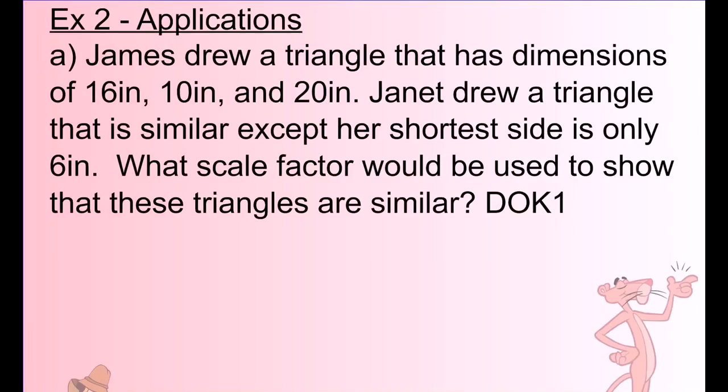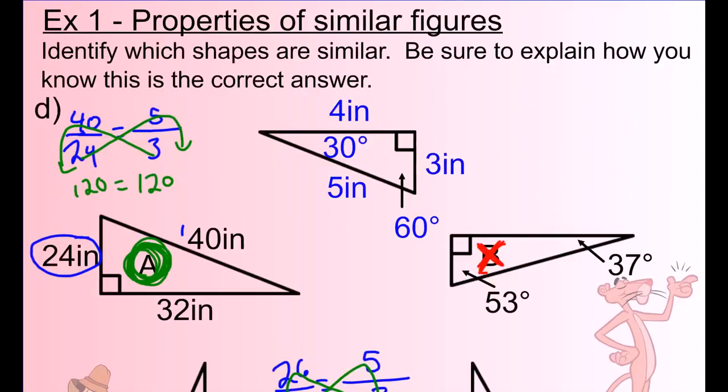So example 2A says James drew a triangle that has dimensions 16 inches, 10 inches, and 20 inches. Janet drew a triangle that is similar, except her shortest side is only 6 inches. What scale factor would be used to show that these triangles are similar? So, if you remember, similar figures come from dilations. Dilations have scale factors. Therefore, similar figures also have this scale factor.